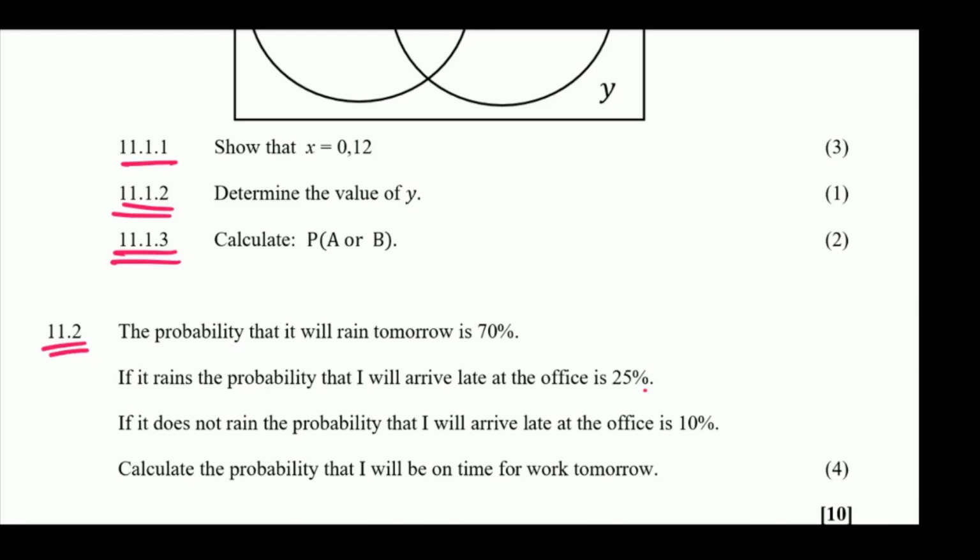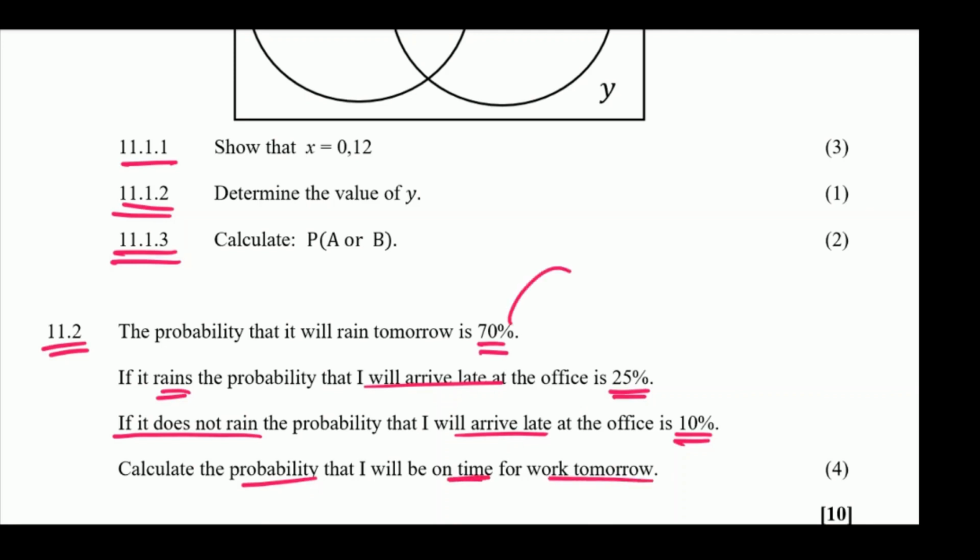The probability that it will rain tomorrow is 70%. If it rains, the probability that I will arrive at the office late is 25%. If it doesn't rain, the probability that I will arrive late at the office is 10%. Calculate the probability that I will be on time for work tomorrow.